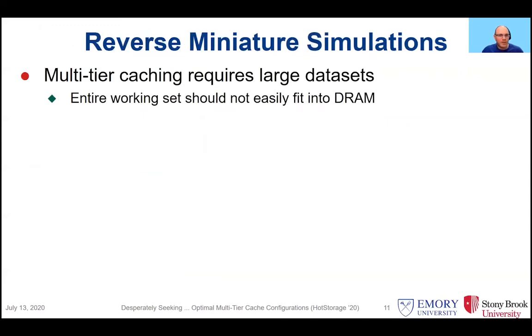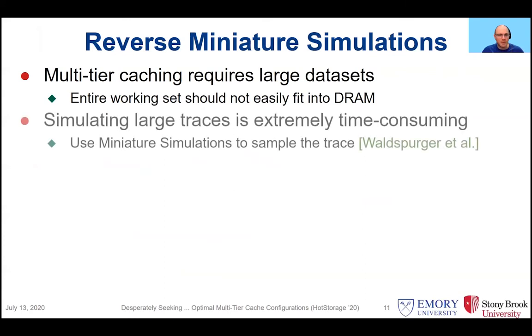Multi-tier caching only makes sense when you have a large amount of data. If your entire data set fits into the DRAM of an average laptop, then there's really no benefit to adding an additional caching device. The problem is that simulating large traces is extremely time-consuming. So as I mentioned in the previous slide, miniature simulations alleviates this problem.